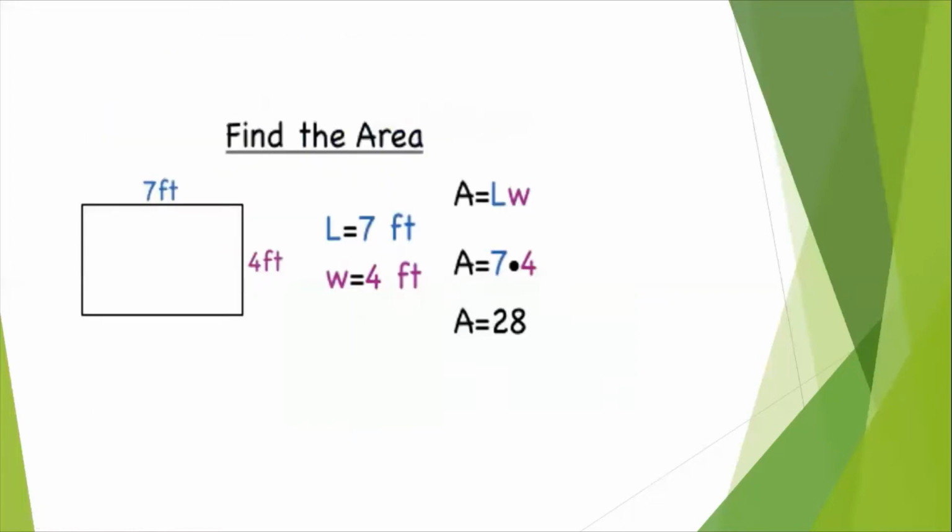For the area of a rectangle, the formula used is area equals length times width, or width times height. It's just the same. If we have here an example of a rectangle wherein the length is 7 and the width is 4, all we have to do is multiply the length and the width. 7 times 4, the area of this rectangle is equivalent to 28 feet squared, or square feet.